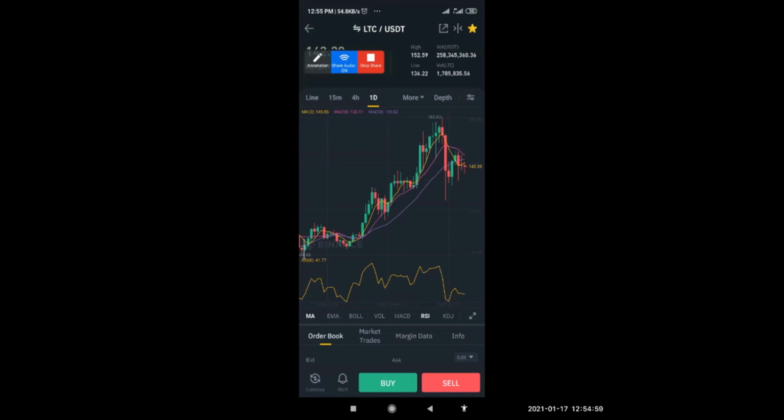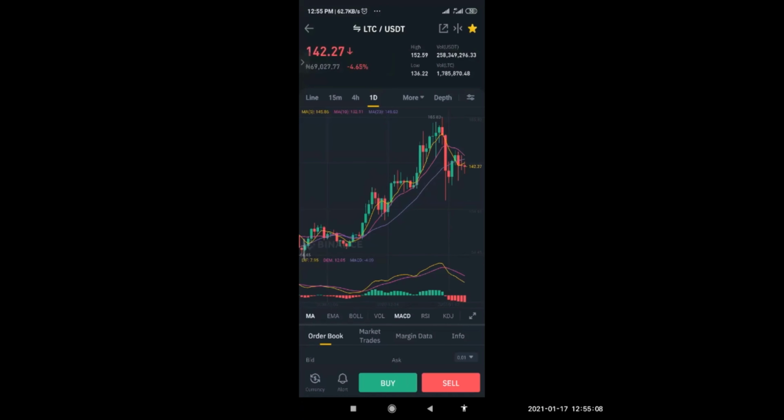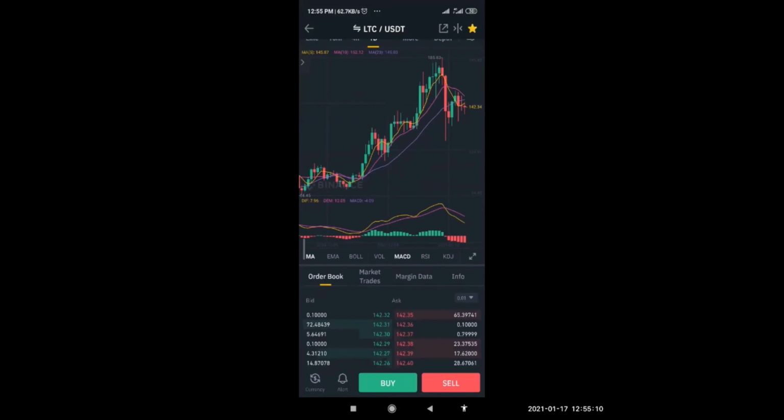RSI and MACD, some people use them interchangeably. So you can use them. If you prefer the RSI, it has one line. The MACD is having two lines, but also it signifies the same thing. Okay, you can use it.